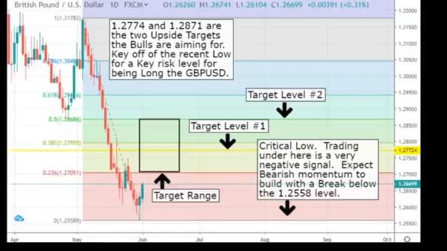But right now it looks like we have stamped a current low, and the target range in that little box is definitely what I think is the highest probable area for trading over the next few sessions going into the end of the week. Once again, check out those levels. The critical low, trading under here is a very negative signal. So expect bearish momentum to build with the break below the 125.58 level. So that is a key risk level for your longs.